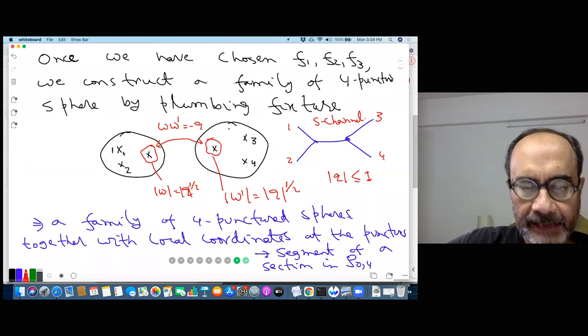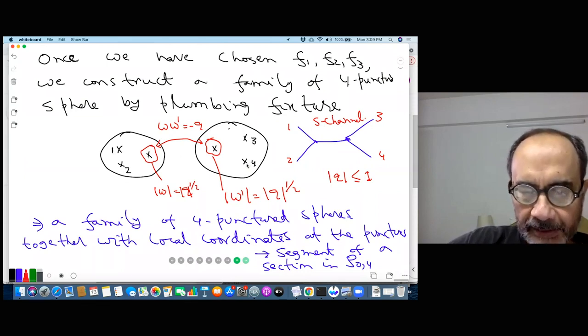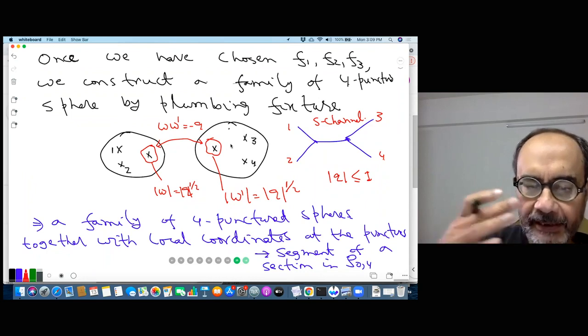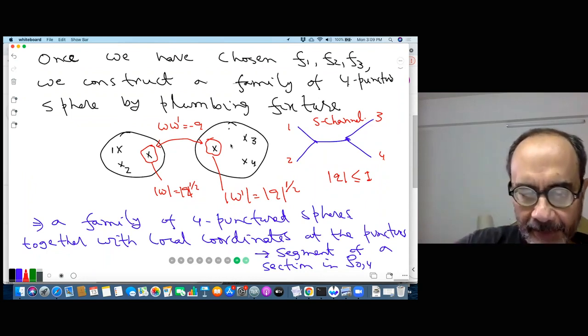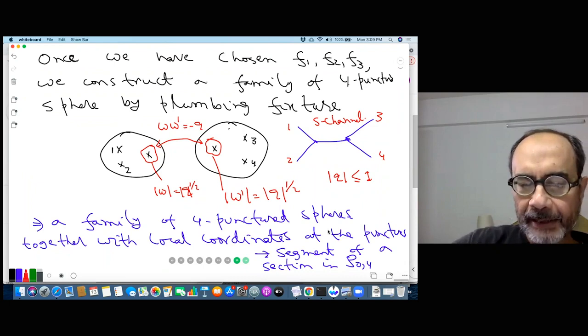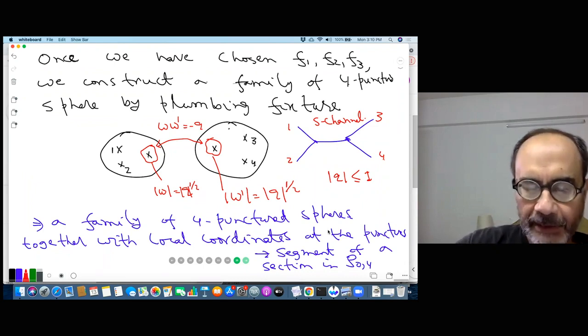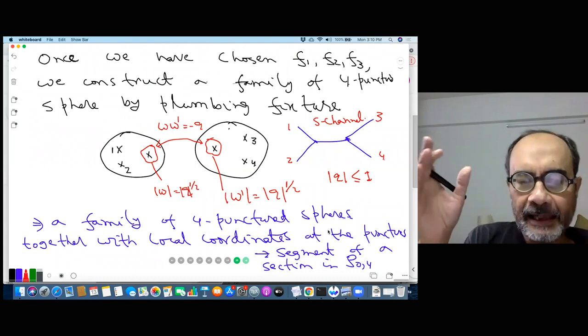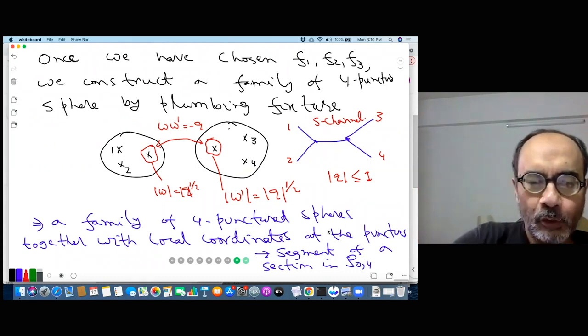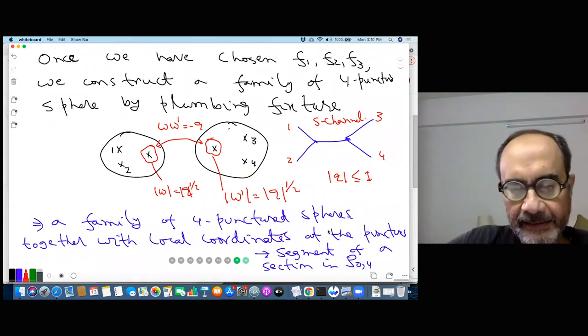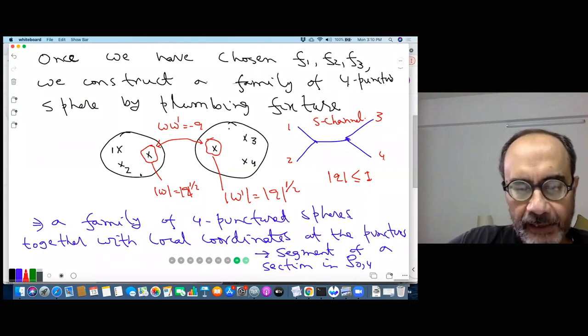Similarly, we can construct the T-channel diagram where you have 1 and 3 on this side and 2 and 4 on this side. That will give a different section segment. Because it will still give a family of 4 punctured spheres together with local coordinates of the punctures, but it will be a different segment of the section. Because you are considering a region near the degeneration where 1 and 2 come together. This is the one that I have shown here. If we replace by 1 and 3, then that will cover the region where 1 and 3 come together.